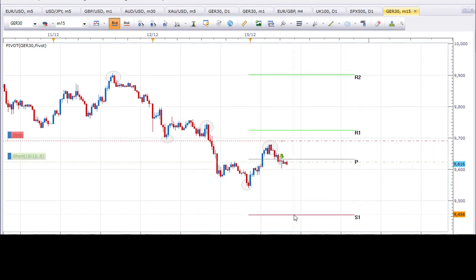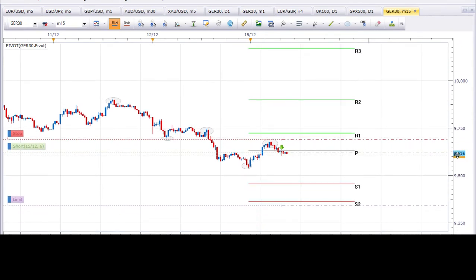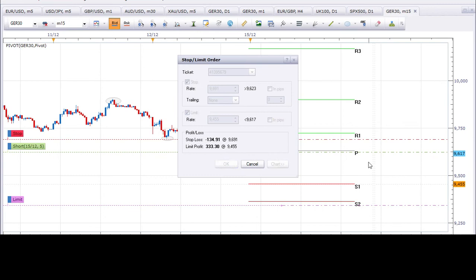But the S1 for today is going to be below the 95 level at 94.56. So I think that's probably not an entirely ridiculous place to put my profit target.